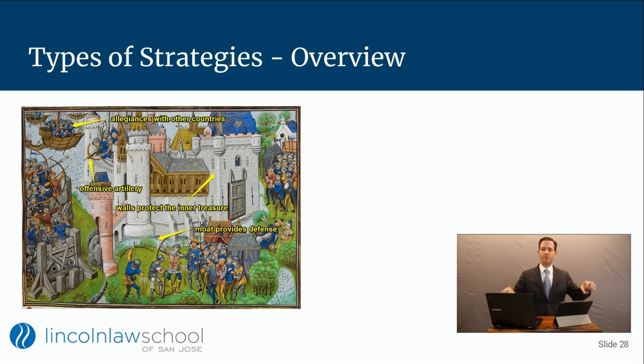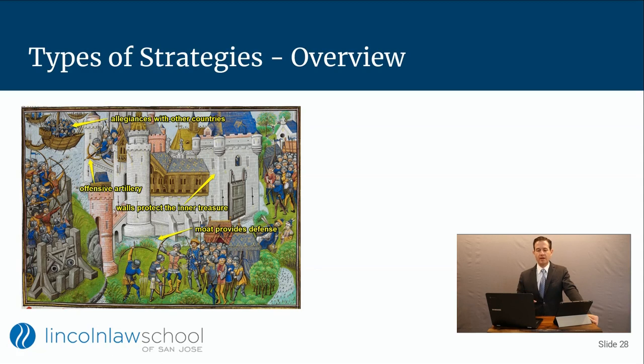You often would have a moat outside, and that moat would provide some defense against whatever was coming against you. You would have the archers on the castle as well, providing some offensive use, where they could be going after people. And last but not least, you have people in boats coming to the rescue of the castle. These could be allegiances with other countries.